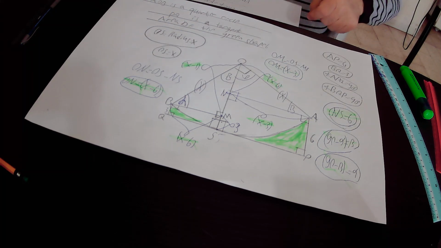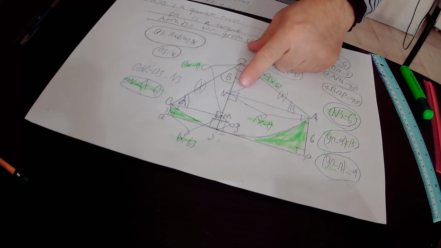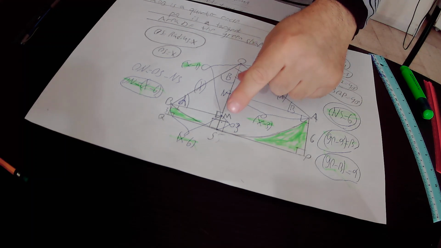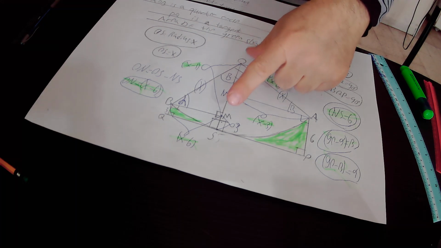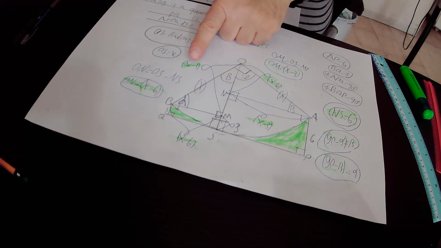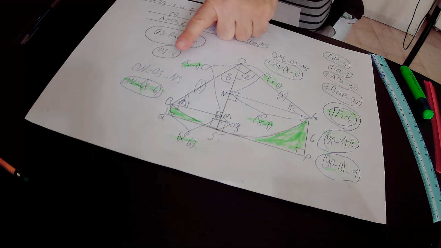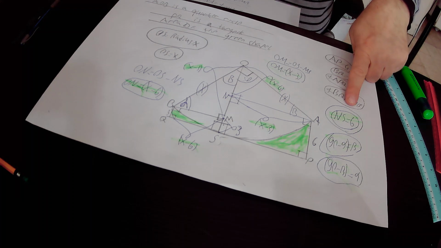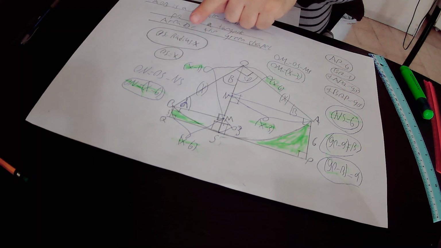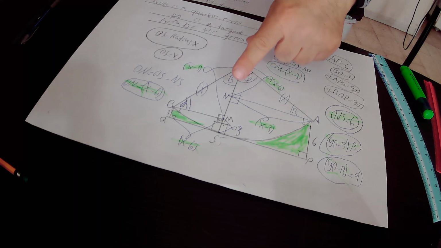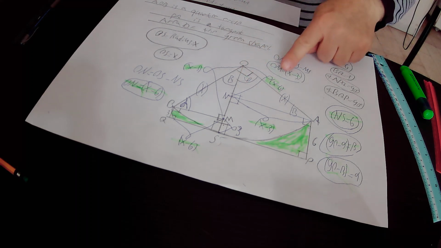Then we found the length of this line segment ON. ON equals OS minus NS. So ON equals OS, that is X, minus NS, that is 6. So in total, ON equals X minus 6.